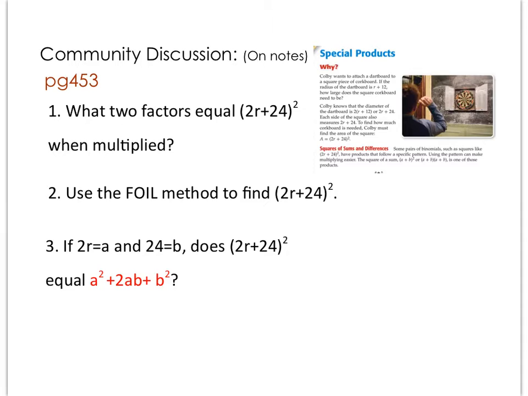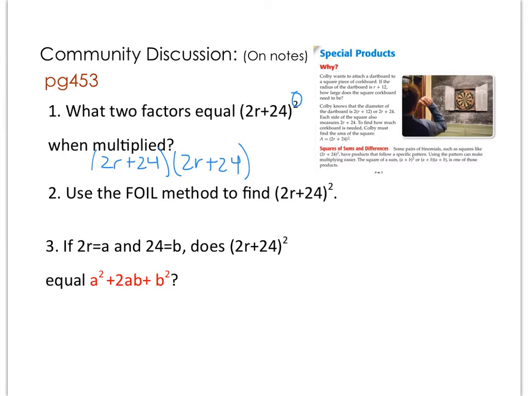To find how much corkboard is needed, Colby must find the area of the square, which means that you have 2r plus 24, the quantity, all squared. So let's take a look here at question number 1. What two factors equal the quantity 2r plus 24 squared when multiplied? If you just break up the 2r plus 24, the quantity squared, you really have 2r plus 24 times the quantity 2r plus 24. So again, that squared means that I have to write out two of those terms that are in the parentheses.